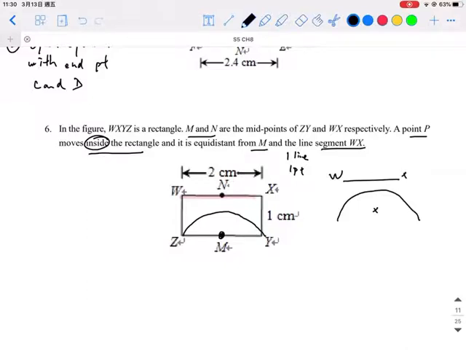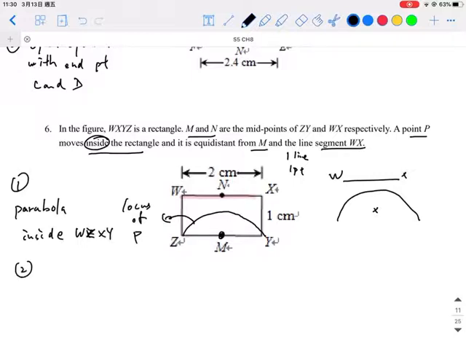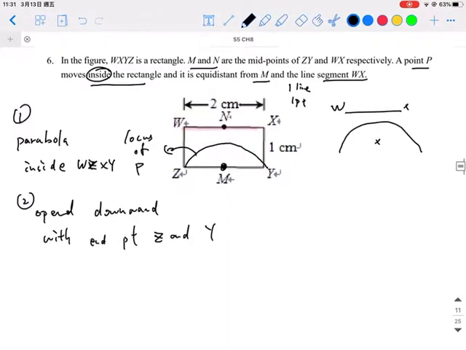So the first is the locus of P. The first point is the parabola inside WZXY. The second point is that it opens downward with endpoints Z and Y. So that's the end of question number 6.